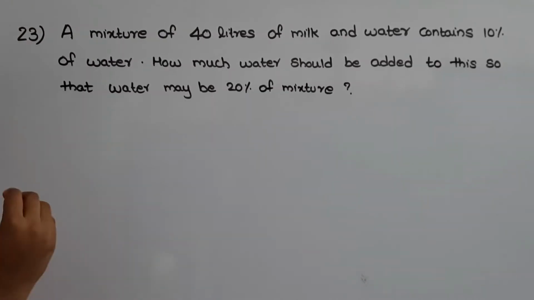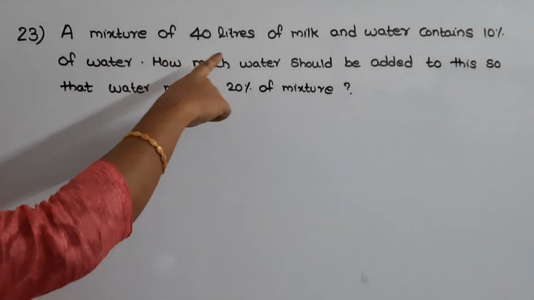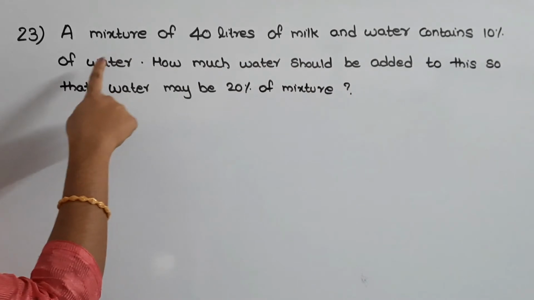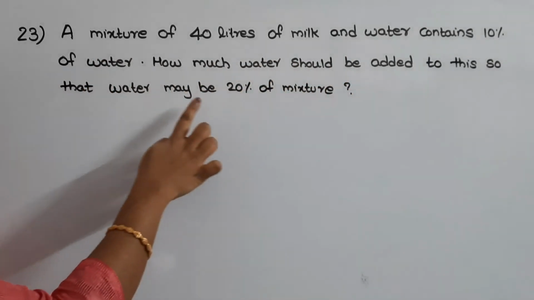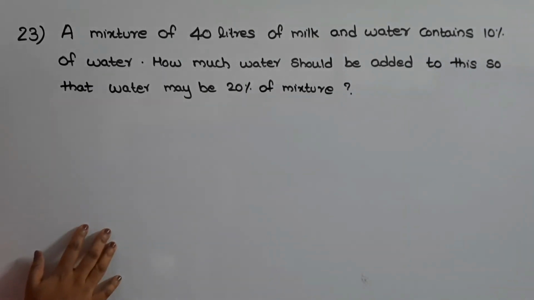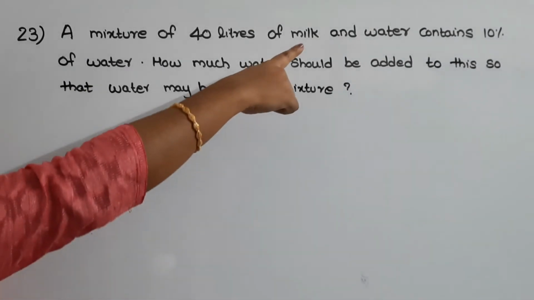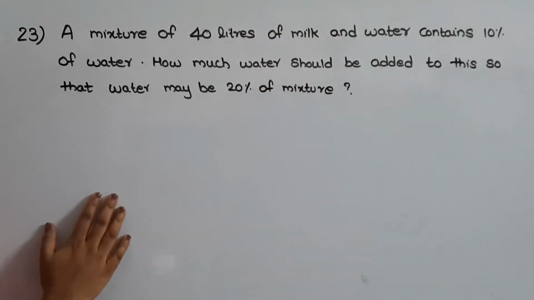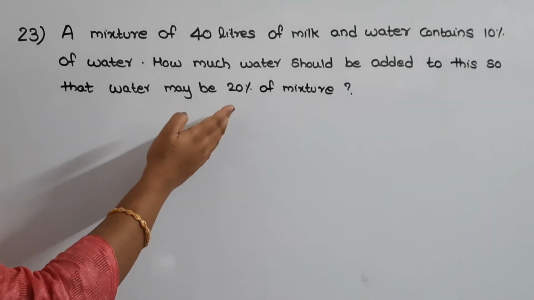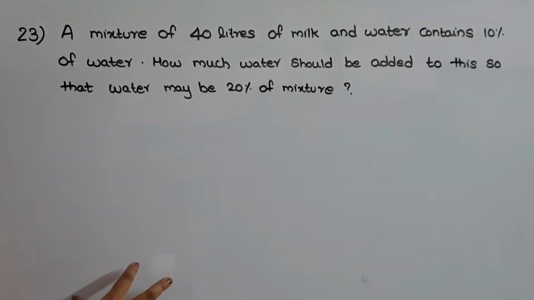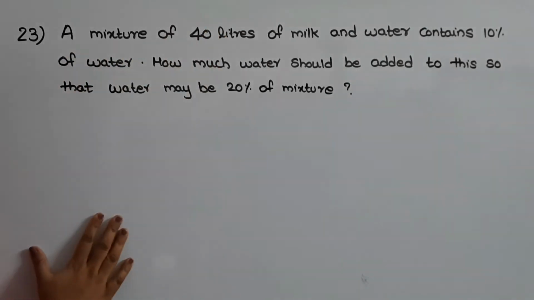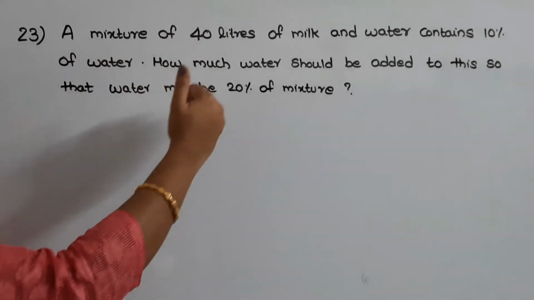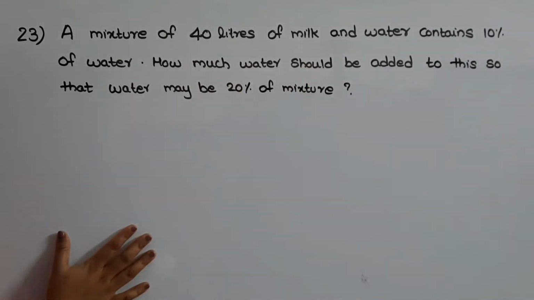Okay. The next question is, a mixture of 40 liters of milk and water contains 10% of water. How much water should be added to this so that the water may be 20% of the mixture? Okay. So initially the percentage of water was 10%. In the second case, the percentage of water is 20%. Okay. And the total quantity of the mixture in the initial case is given as 40. So we need to find out how much water is added to the mixture.